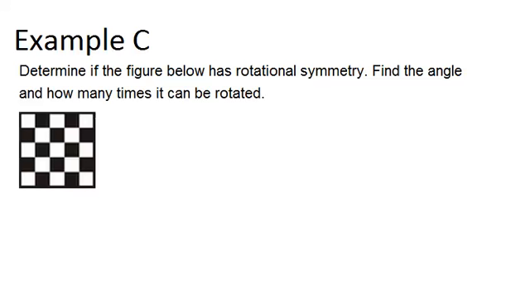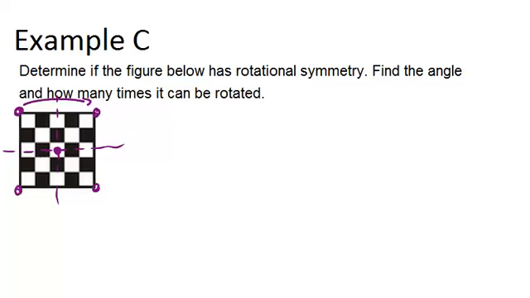In example C, it says, determine if the figure below has rotational symmetry. Again, find the angle and how many times it can be rotated. So about this center point, what I notice is that this little checkerboard here has basically 4 congruent quadrants. And it's a checkerboard, but it's also a square behind that. So the minimum number of degrees you could rotate it is 90, because that would cause each point to move to the next point location.